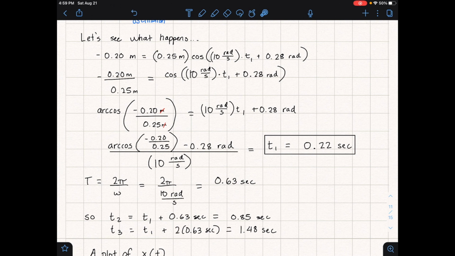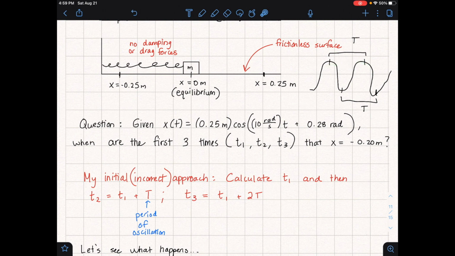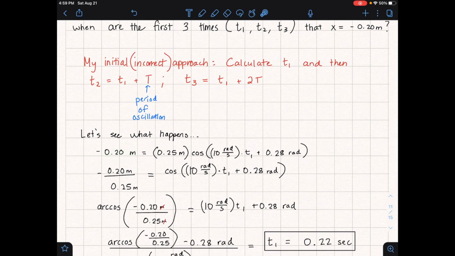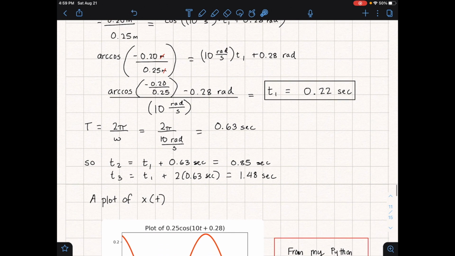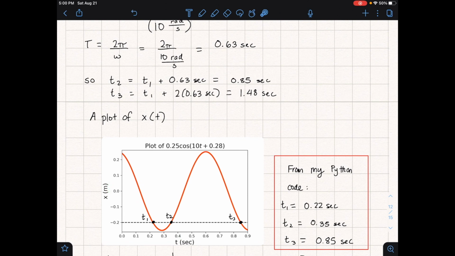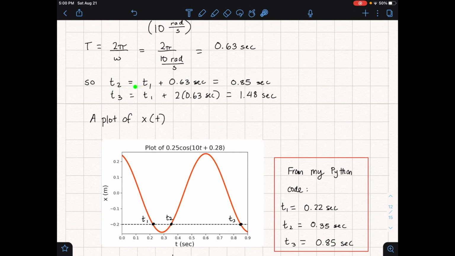Now, I'll tell you why this is wrong, and this goes back to the drawing I have here. The period represents how much time there is between maxima and minima of the function. And the position, negative 0.20 meters, is not a minima or a maxima. If you look at a plot of x of t, which I plotted out in Python, you can see that t1 I got right, it is 0.22 seconds, but t2 is apparently 0.35 seconds, and t3 is 0.85 seconds. So in fact, the second time I derived here was actually the third time on this plot.